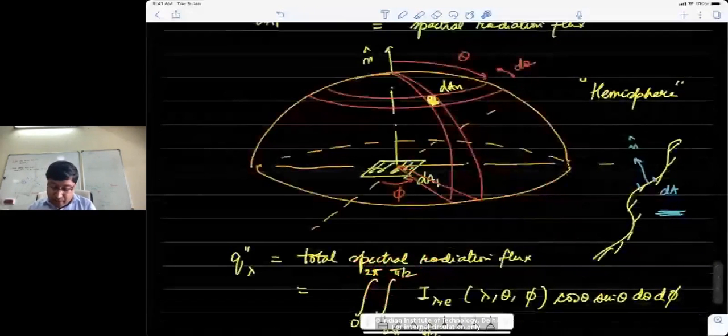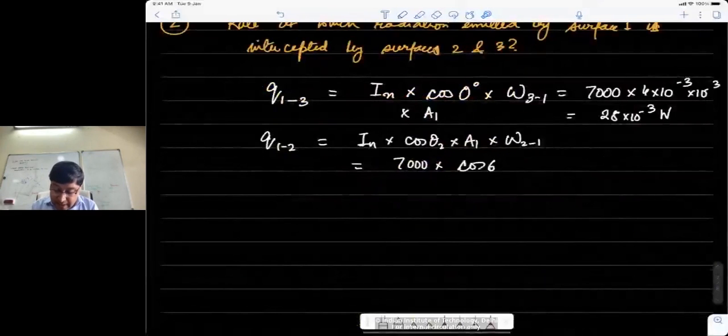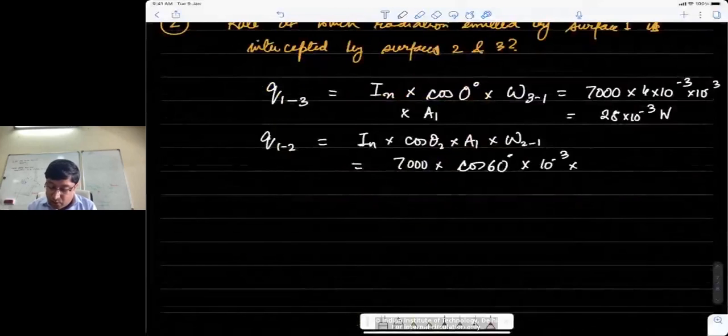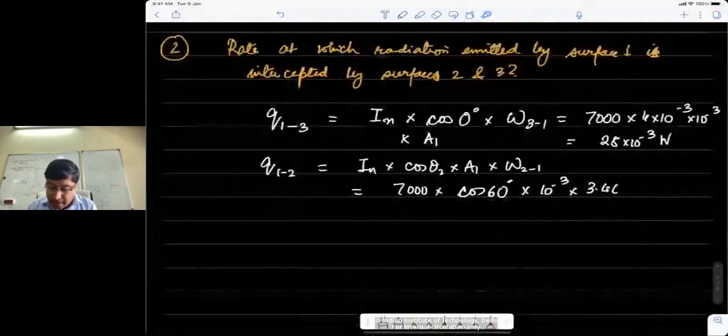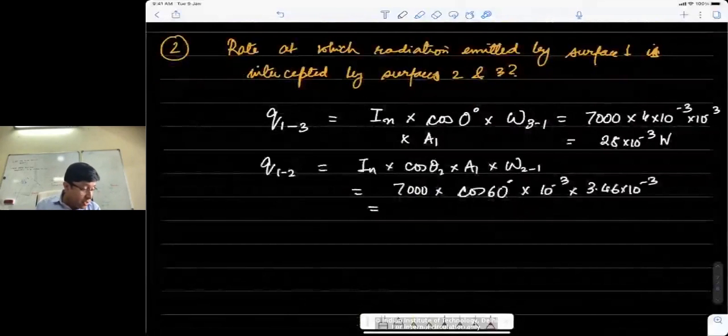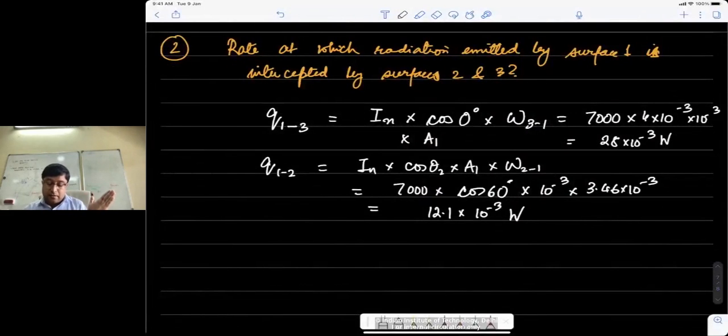So we now have cosine theta 2 to be cosine of 60 degrees, into area, which is 10 to the minus 3 into whatever this was, 3.46, 10 to the minus 3. I don't know the number for this calculation, but this is about 12.1. So when we are viewing from that angle, then it becomes different.